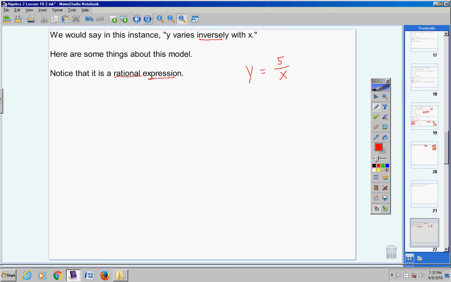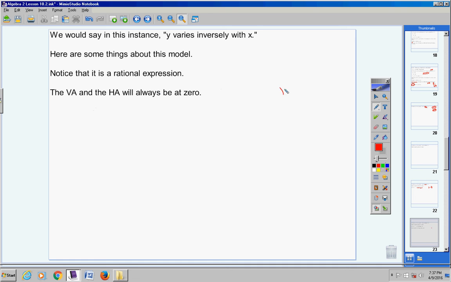Now, that means the vertical and horizontal asymptote will always be at 0. And guys, that's obvious. Come on, we learned this the other day. How do you find the vertical asymptote? You take the denominator, set it equal to 0, and solve. So x equals 0. There's your vertical asymptote. It's always going to be 0.